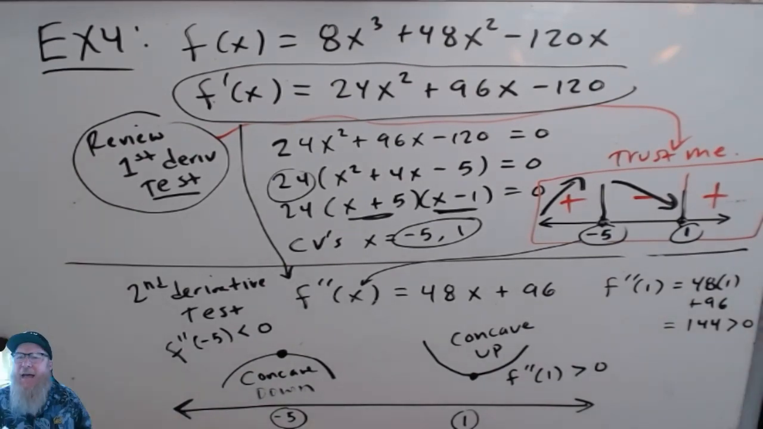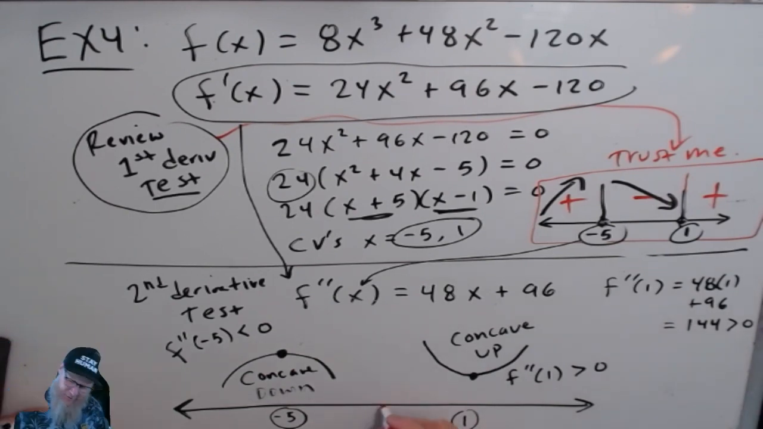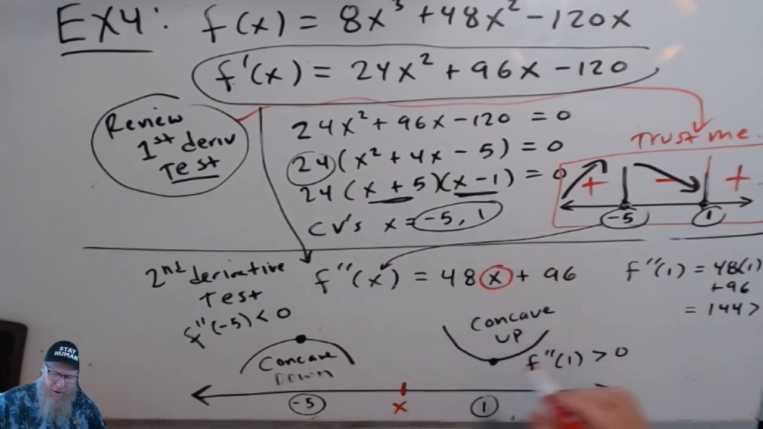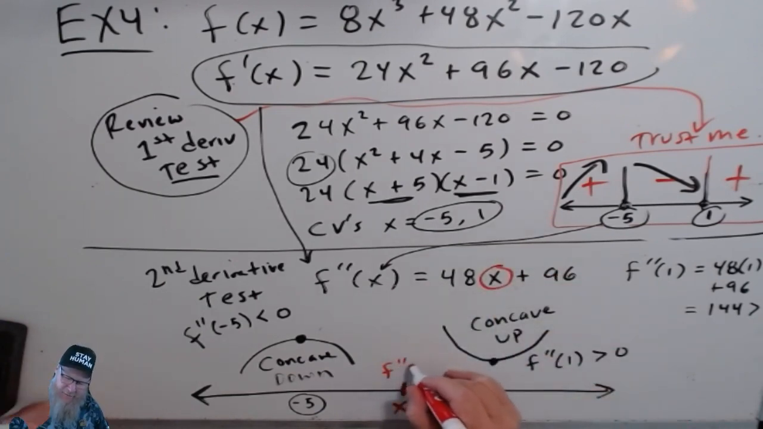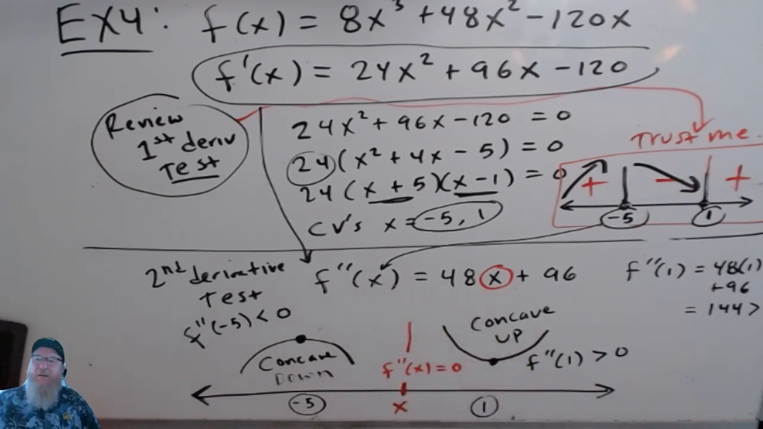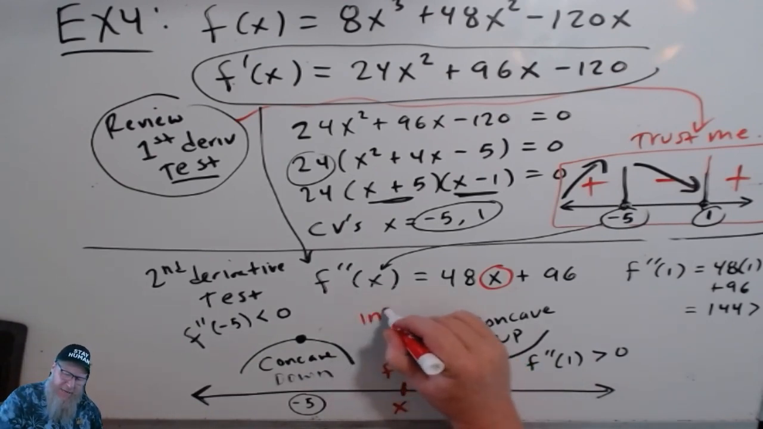Okay, and then in the middle, you have a point x where f double prime of x is equal to 0. This is called the inflection point.